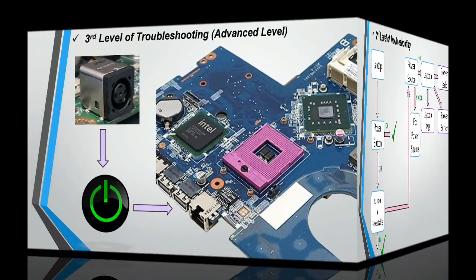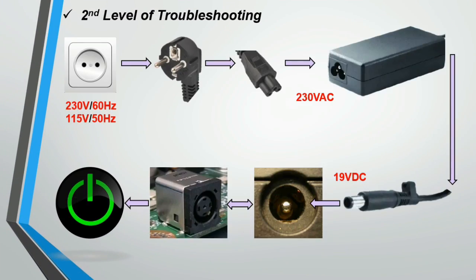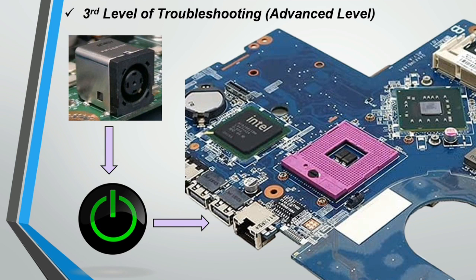Welcome to the third level of troubleshooting. As we have seen before, if we find that all these items are okay, in a good state, and the laptop is still off, the laptop motherboard seems to have failed. So how can we check the laptop motherboard? The first thing that we should check is the power jack, as you see. This is the power jack.